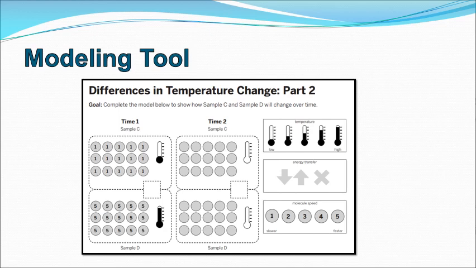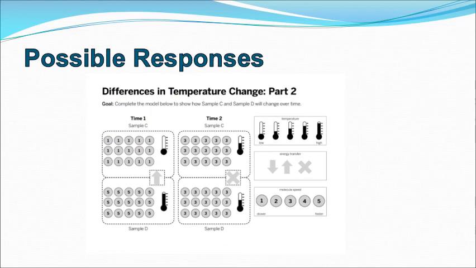This modeling tool is different because we can see that we have 15 molecules in sample D and 15 in sample C. So sample D has a higher average kinetic energy or temperature, so the energy is going to transfer to sample C. But when we look at what happens over time, hopefully this makes a little more sense that at time 2 we have 3s for sample C and D, because the energy is spread out over the molecules, and there are more molecules in sample D, so there could be more evenly spread out energy.